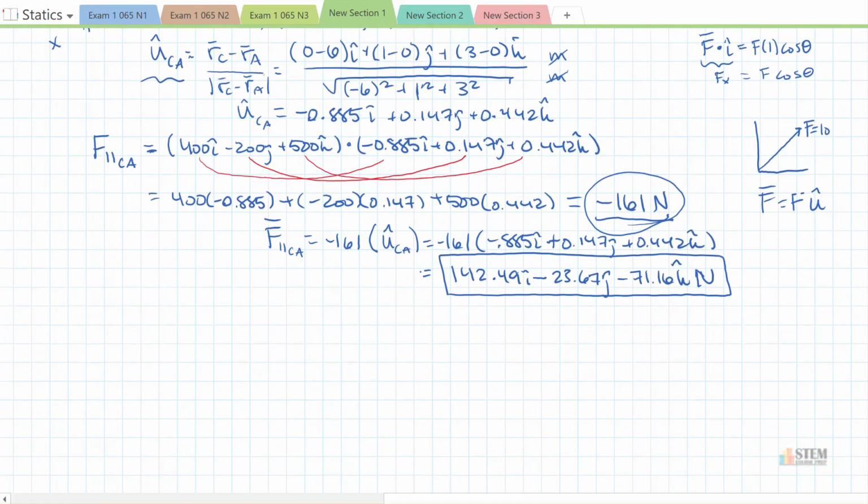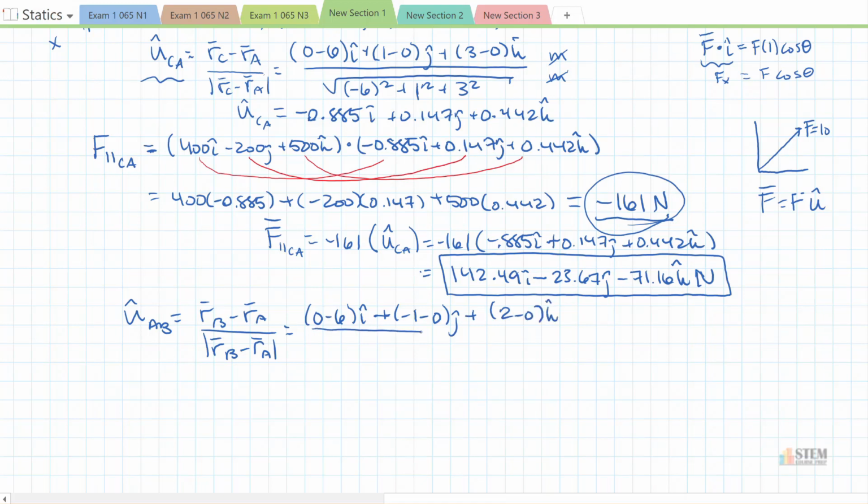So for theta, we need to find the unit vector of AB. Let's go ahead and do that. Again, we're going to just assume a direction. I did B first, so let's do RB minus RA. If we do that, we are going to have 0 minus 6i plus negative 1 minus 0j, and then plus 2 minus 0k. And then we put it over the magnitude: negative 6 squared plus negative 1 squared plus 2 squared. So that gives me negative 0.938i minus 0.156j plus 0.313k.